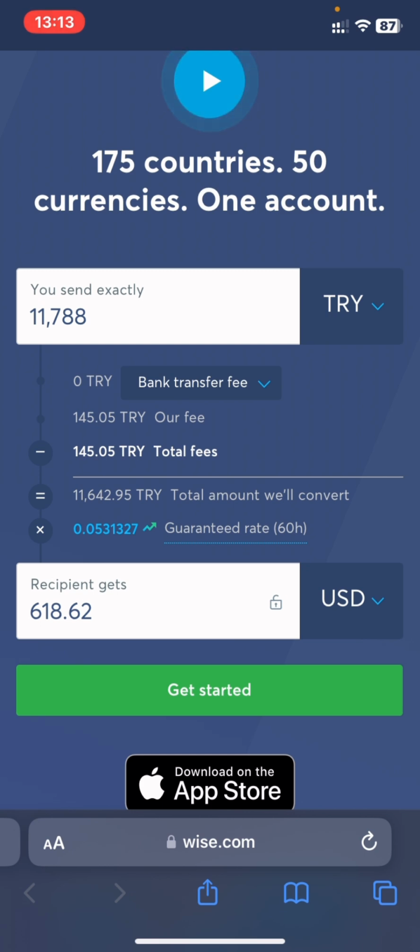So you say, I'm changing 1,788 Turkish currency to USDT. Right now, if you remember, our initial investment was 606.20. After changing it to dollar on this app, we are getting 618.62. So on this transaction, we actually make $12 on this one trade.